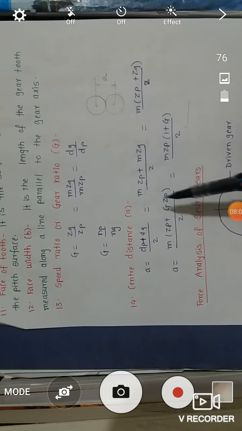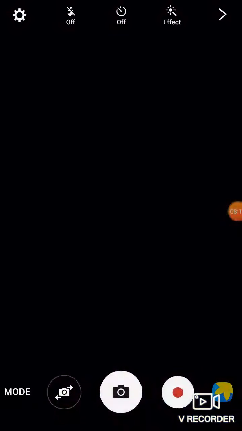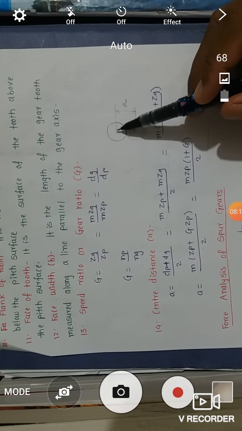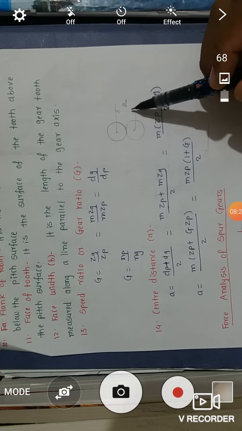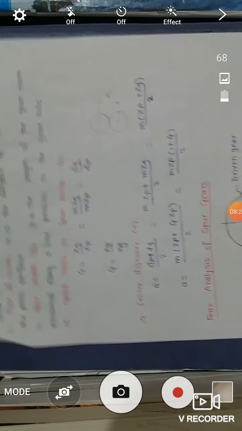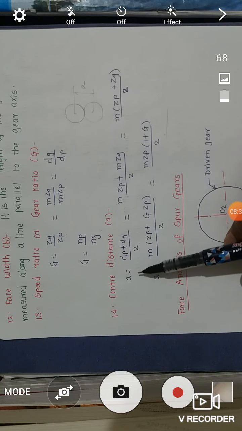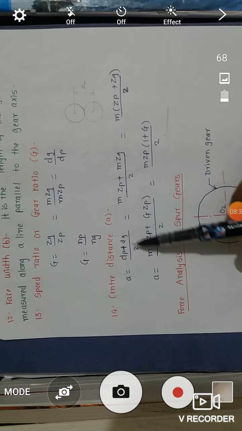Next is center distance A. If we consider the two gears, like in this figure, this is first gear and this is second gear. If this is the center and this is the center of second gear, the distance between these two centers is indicated with letter A, and this is the center distance. So A is equal to pitch circle diameter for pinion plus pitch circle diameter for gear divided by 2, that is dP plus dG upon 2.